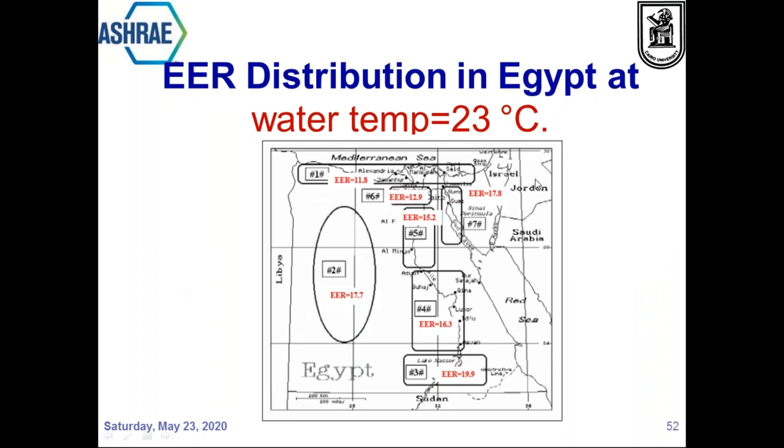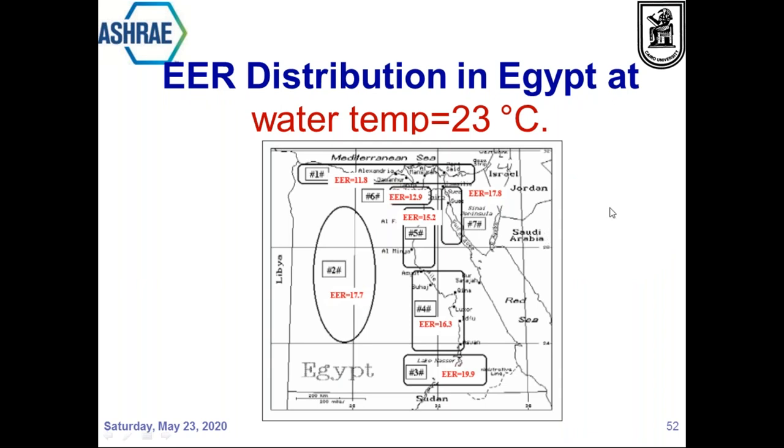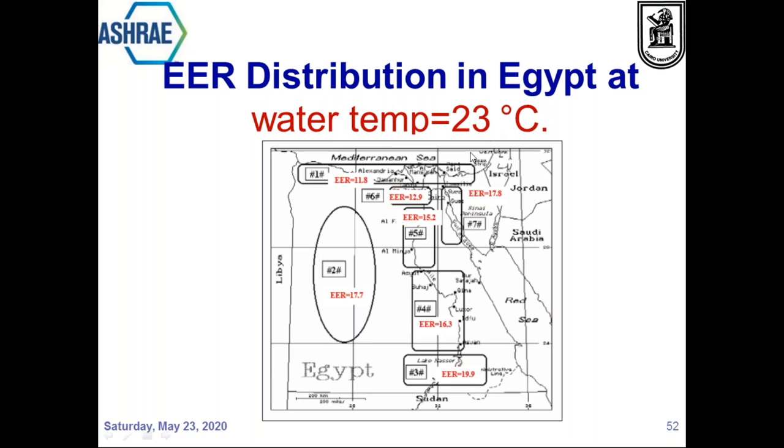If we use water temperature of 23, we expect to have less energy efficiency. Why? Because the water we spray is at a little bit higher temperature, while in the previous one, the water we sprayed was at 21 degrees centigrade. So naturally, in that case, we have higher energy efficiency ratio, while in here, the energy efficiency ratio is reduced. For example, here at 21, the energy efficiency ratio is 19.6. Fine, very good. But if we go to 23 degrees centigrade water spray temperature, then the EER is 17.7, still higher than the conventional value.